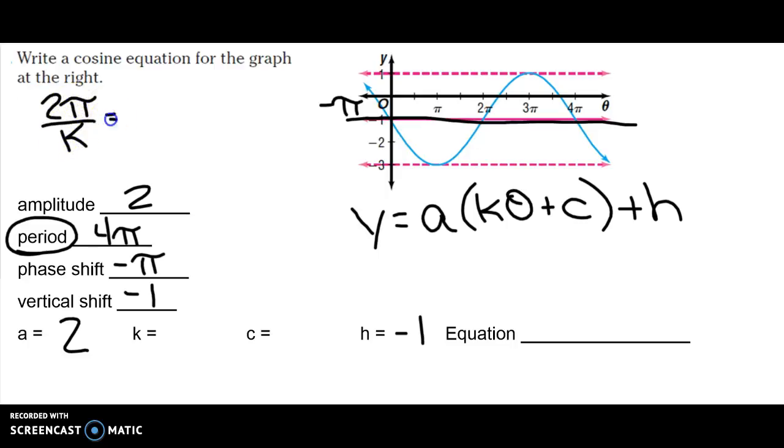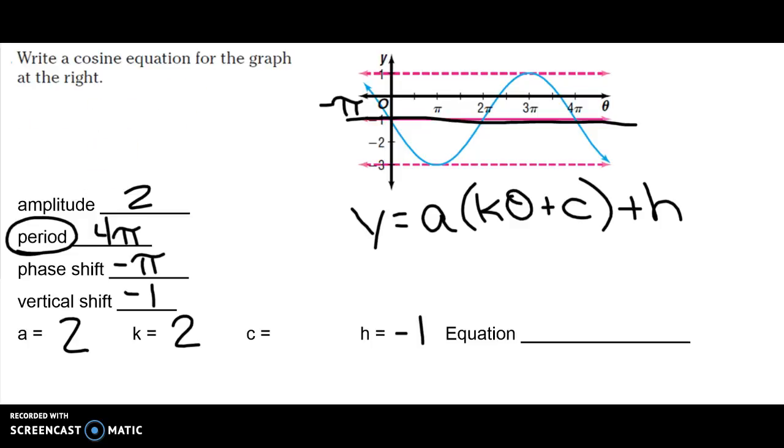And now we know that the period is 4 pi. So we just basically solve for k. Once you solve for k, you should get a 2 in your denominator. See how those are equivalent fractions? Or you could solve it another way. All right, so k is 2. Let's go and find, what are we finding next?